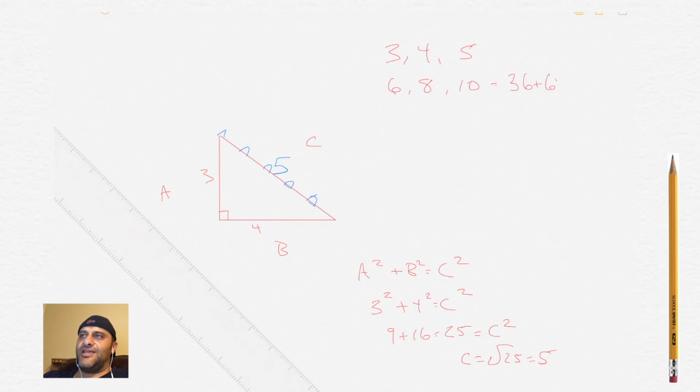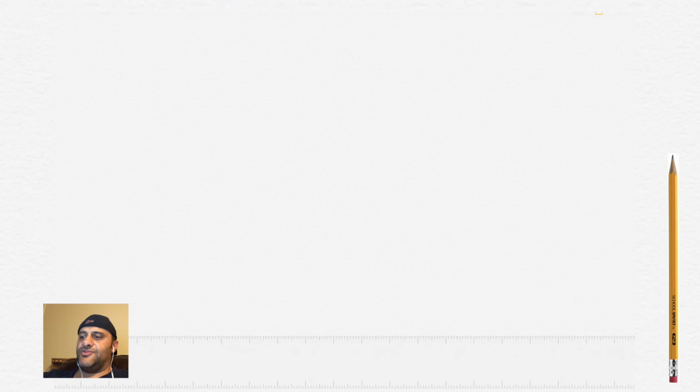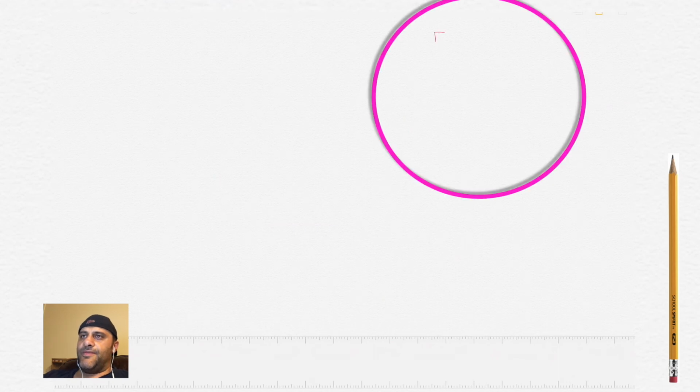Let's calculate that. 6, 8, 10. 6 squared is 36. 8 squared is 64, and that adds to 100. 36 is 6 squared, 64 is 8 squared, and 100 is 10 squared. I'm just checking our work here. 9, 12, 15. That's another right triangle combination.